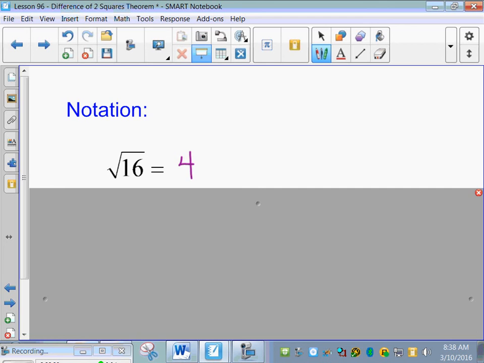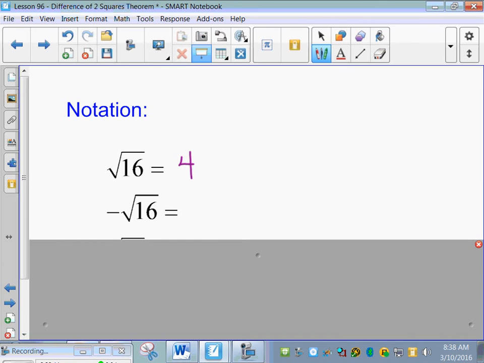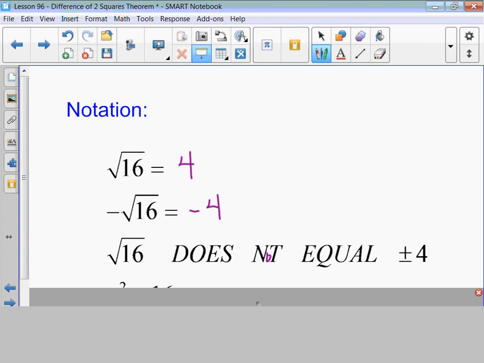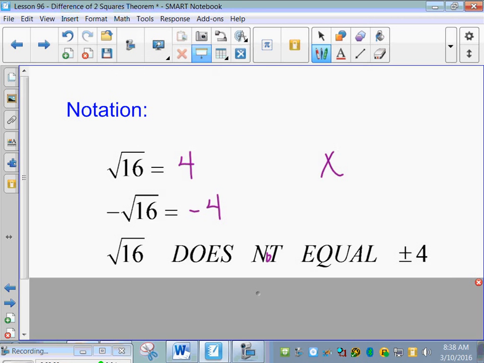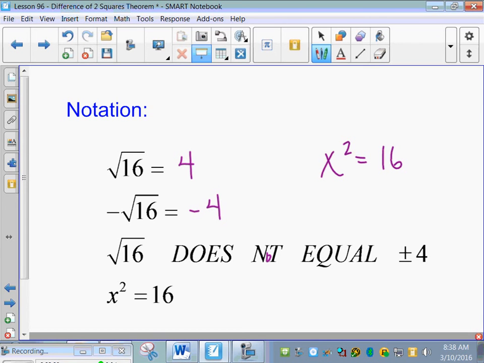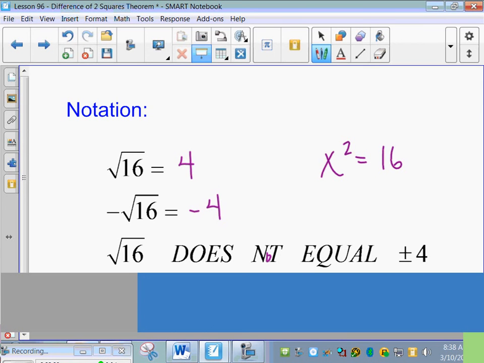How about this guy? What's the square root of 16? But there's a negative in front, so our answer here is negative 4. Okay, 16 does not equal plus and minus 4. Good. So that's what we just talked about, right? The square root of 16 does not equal plus and minus 4. Only if you have this are you going to get plus and minus 4. So if you're solving for a variable, then remember plus and minus, which is what that one is.